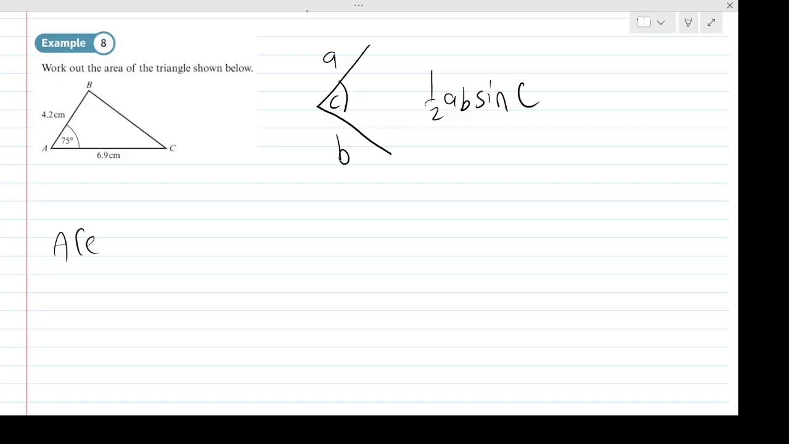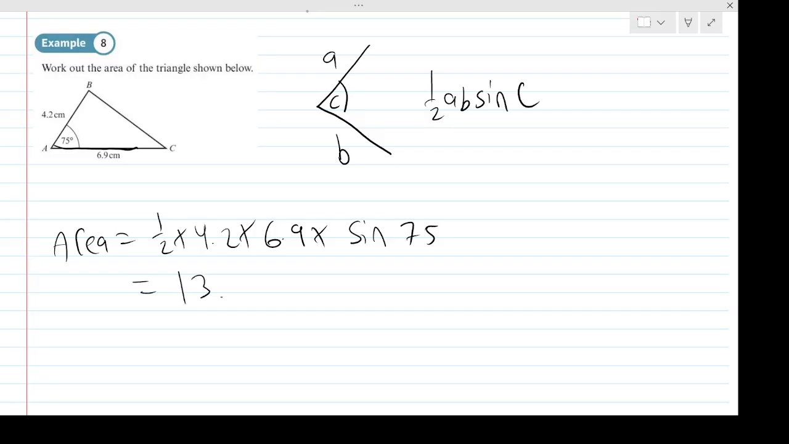So the area is going to be half ab sine C. The two sides next to the angle are 4.2 here, and the other side is 6.9. And then we've got the sine of the angle. We just put that in the calculator, and we get 13.996, which will round to, probably best to round up to 14, right?